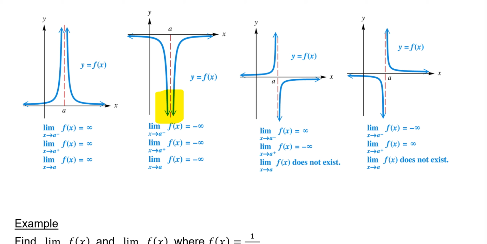Same idea for the next one. As we approach a from the left and from the right, the one-sided limits are both negative infinity. Since they're the same, the limit in general is also negative infinity.